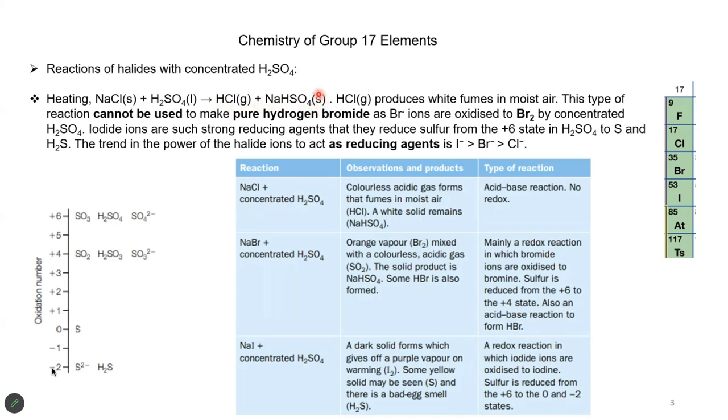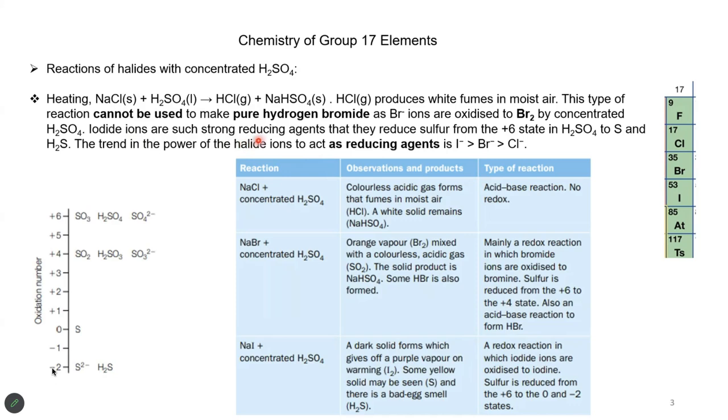In this way, we cannot form pure hydrogen bromide because bromide ion reacts, oxidizes, and gets bromine. Therefore, concentrated sulfuric acid is not the way to form hydrogen bromide.